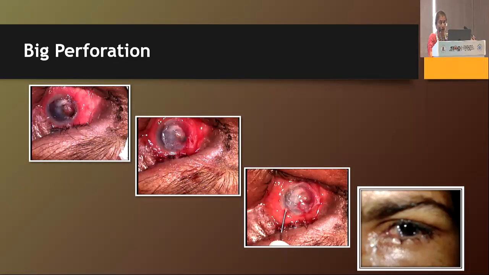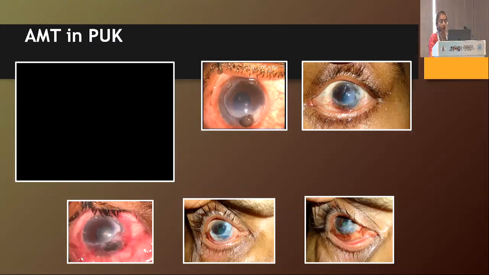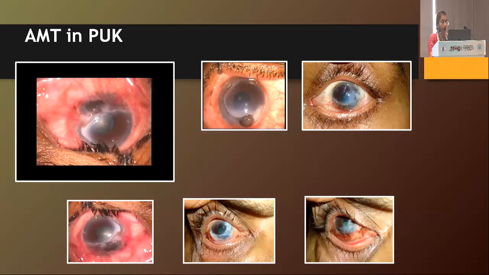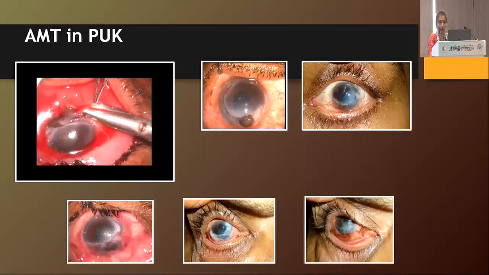In a big perforation where you are not getting a donor corneal graft and you can't leave the patient like this, you put the amniotic membrane. It will definitely reduce the inflammation but cannot give tectonic support, and later on when you get the donor cornea you can do the keratoplasty. So these various sizes of corneal perforations were also published in different journals.